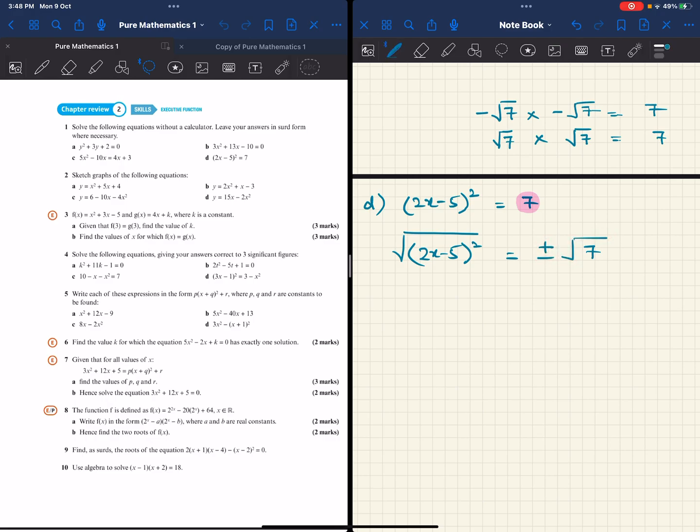On the left side, the square cancels the square root, and we have 2x minus 5 is equal to plus or minus root 7. Therefore, 2x is equal to 5, when negative 5 goes to the other side, it becomes positive, 5 plus or minus root 7. Therefore, x is equal to 5 plus or minus root 7 divided by 2. And that answers question D.